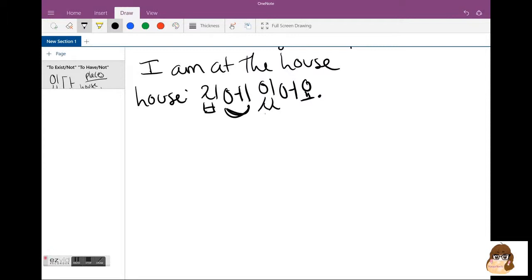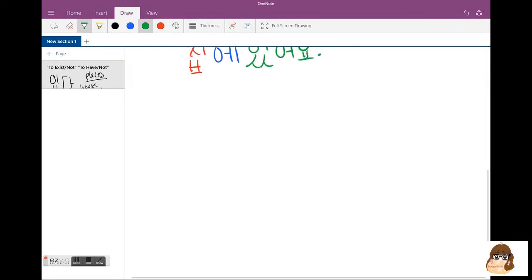So let me color code it so we know the structure. So the subject, 집, and then the connector, 에. And then 있어요. So how do we say school? Like if you're at school, the basic form for school is 학교. 학교.